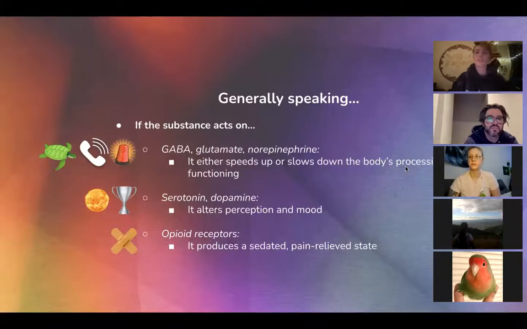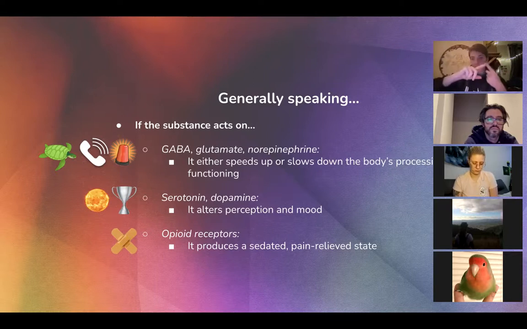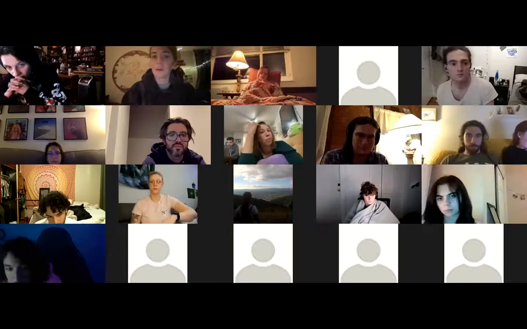And the last thing, generally speaking, because I know this is a lot of information for a lot of you: if it acts on GABA, glutamate, or norepinephrine, it either speeds up or slows down body functioning. GABA, glutamate, norepinephrine either speeds up or slows down. Serotonin, dopamine, alters perception and mood. Opioid, pain relieving sedation effect. This is generally speaking. This is a broad overview in case you need to remember quickly what each of these does. Okay, sorry I went a couple of minutes over.